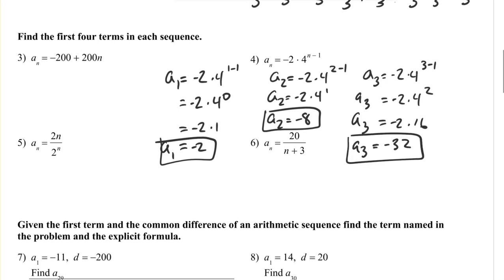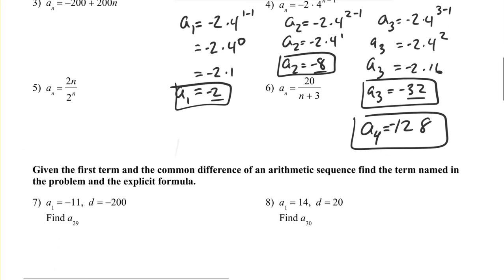Do we see a pattern here? To go from negative 2 to negative 8 to negative 32, what's our pattern? Looks like we're multiplying by 4, right? So what's 4 times 32? Our fourth term, 4 times 32, that's negative 128.